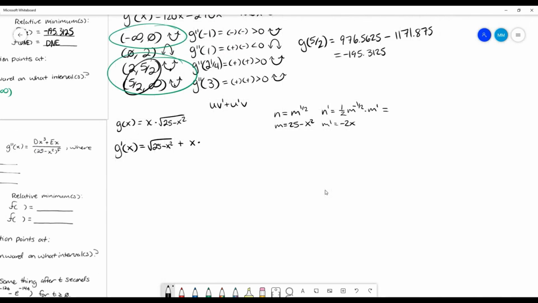Which I could also rewrite as, remember, this negative means it can go on the bottom here. So it's going to be that, and it's also a square root, right? So that turns into a negative 2x over 2 square root m. The 2 cancels out. You get negative x over the square root of m, and m in this case is this inside. Over the square root, okay.